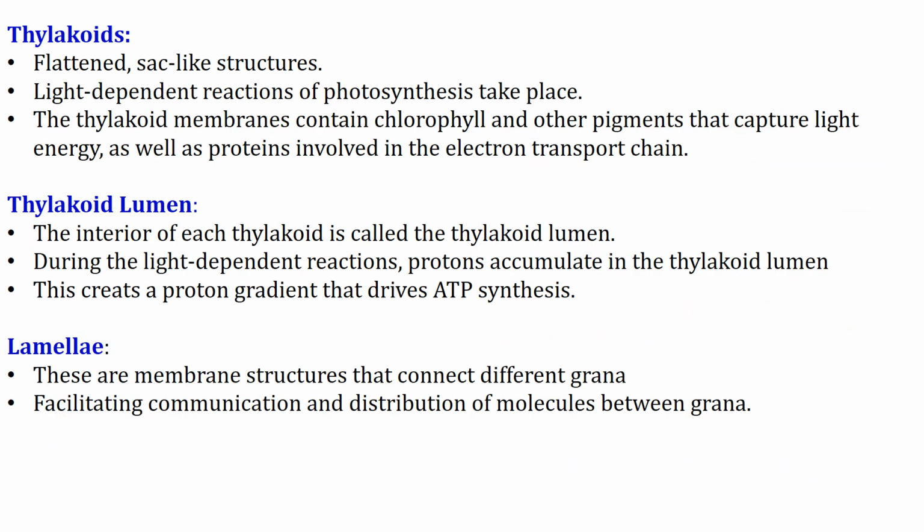Here are more specialized structures inside chloroplasts. Thylakoids are flat, disc-like sacs. This is where light-dependent reactions take place. The thylakoid membrane contains chlorophyll and electron transport proteins. Inside each thylakoid is the thylakoid lumen, where protons accumulate during the light-dependent stage, creating a proton gradient that drives ATP synthesis.